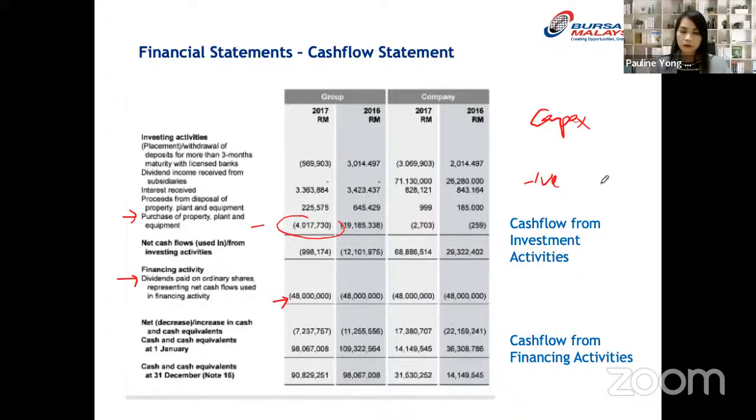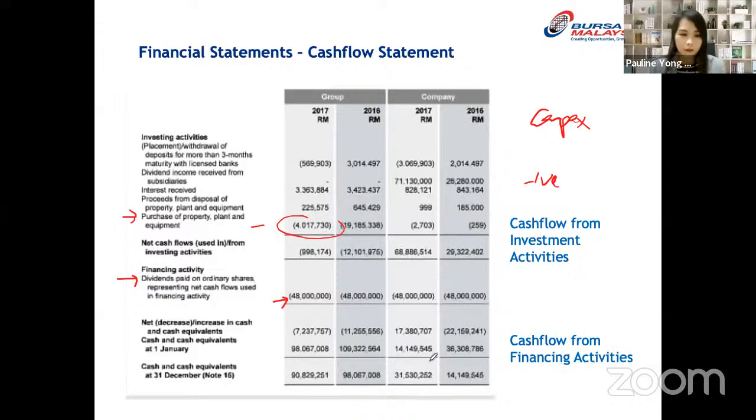So just now was positive, right? Then this one is negative, right? Then how about this one? Cash flow from financing. Do you want to see negative or positive? Okay, type in your answer. Okay, that's a mixture. I see 50% say positive, 50% say negative. Okay, so the answer is we want to see negative.